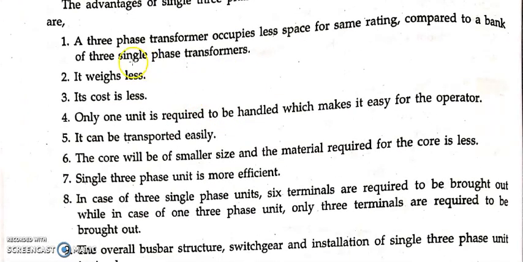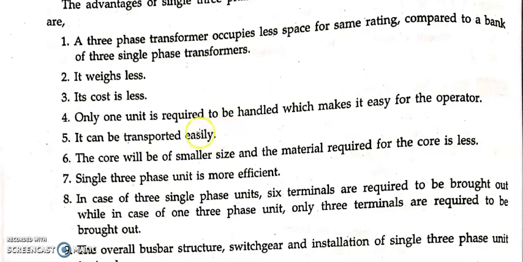At first, you can see a 3-phase transformer occupies less space for the same rating when compared to a bank of 3 single-phase transformers. Another name for using 3 single-phase transformers is a bank of 3 single-phase transformers. So it uses less space, and it also weighs less. The cost is also less. Only one unit is required to handle, which makes operation easy, because if there are 3, it is difficult to connect all the windings depending upon star or delta.